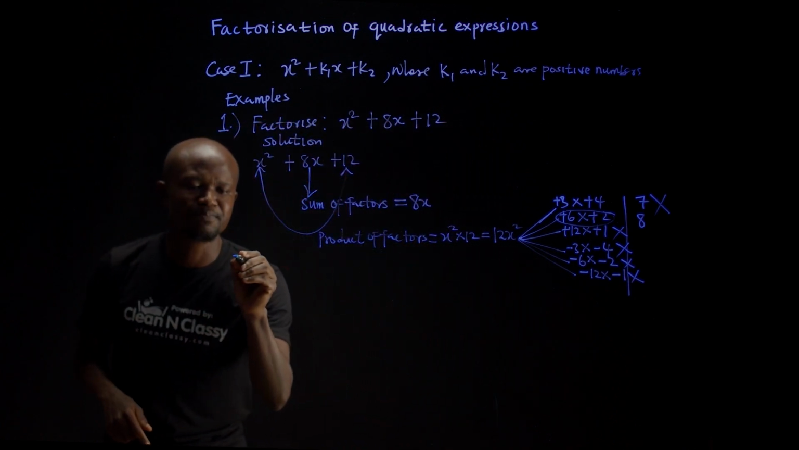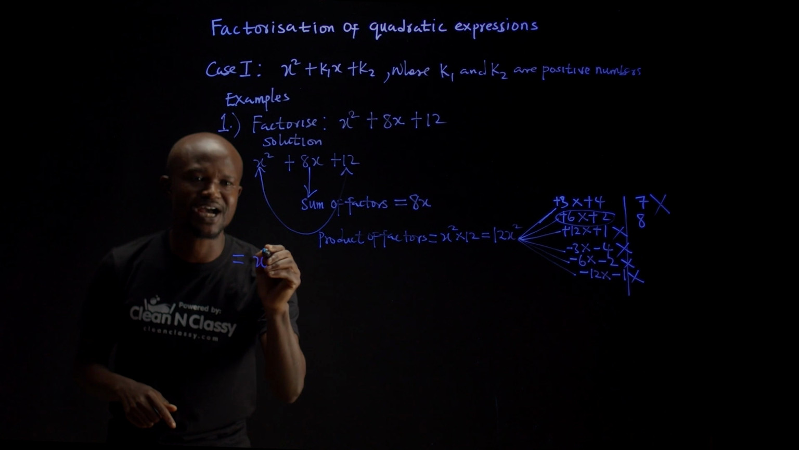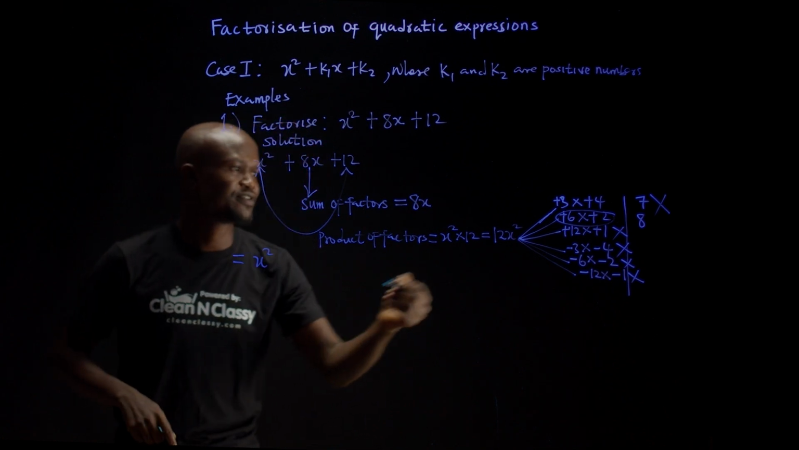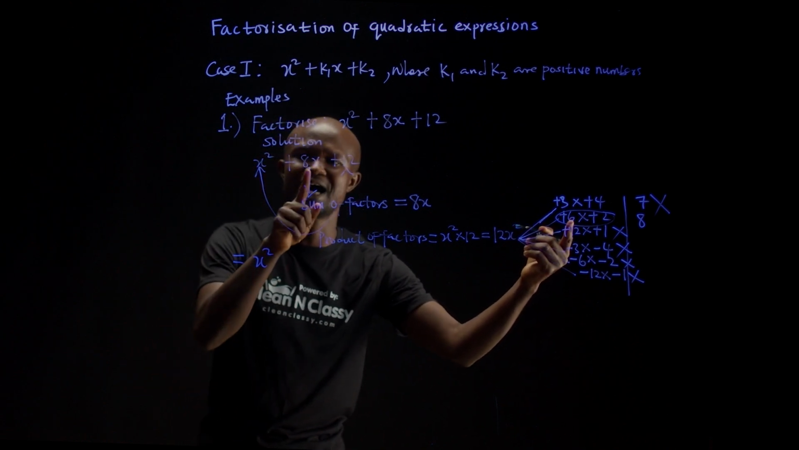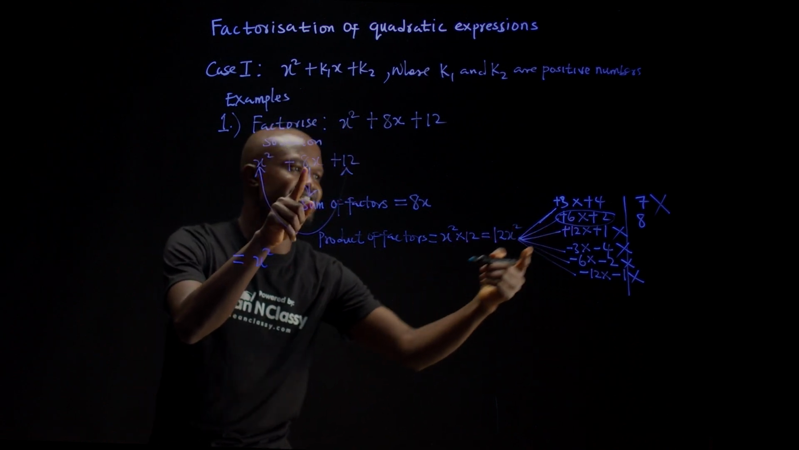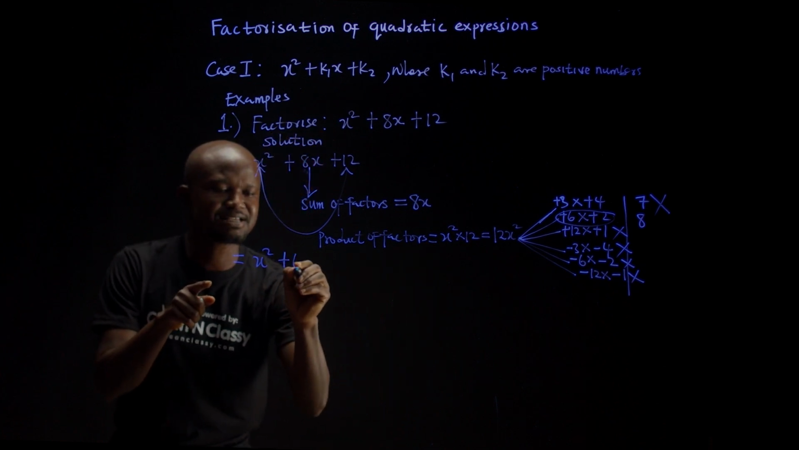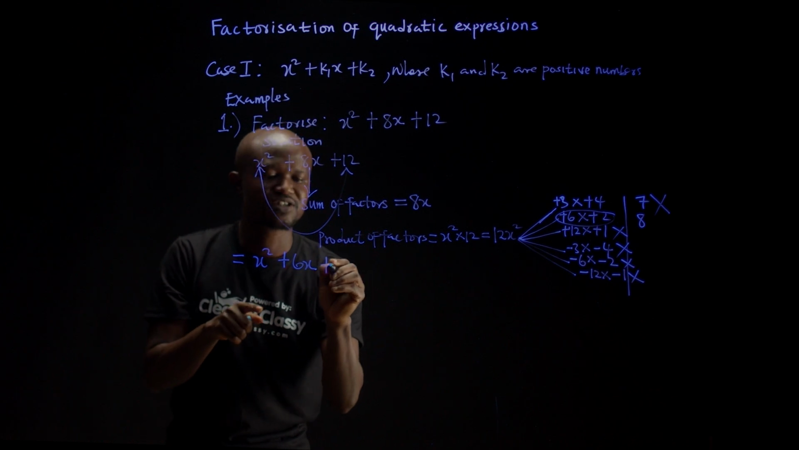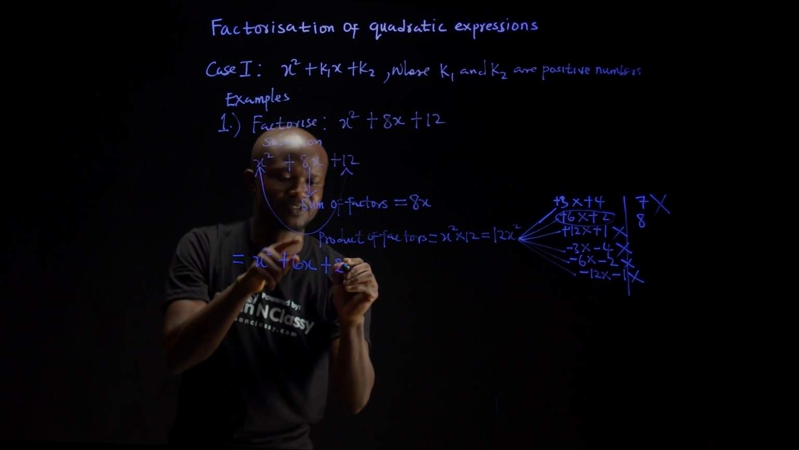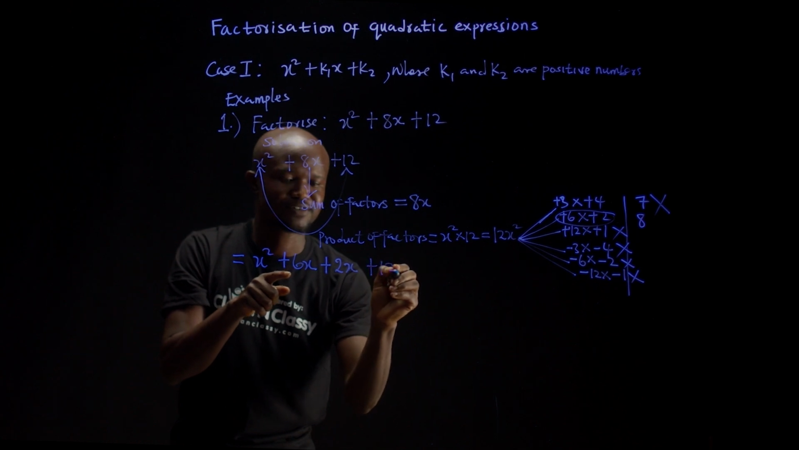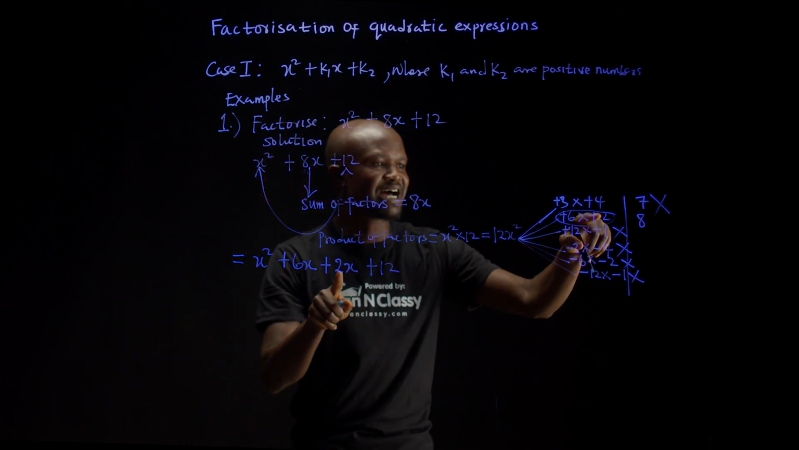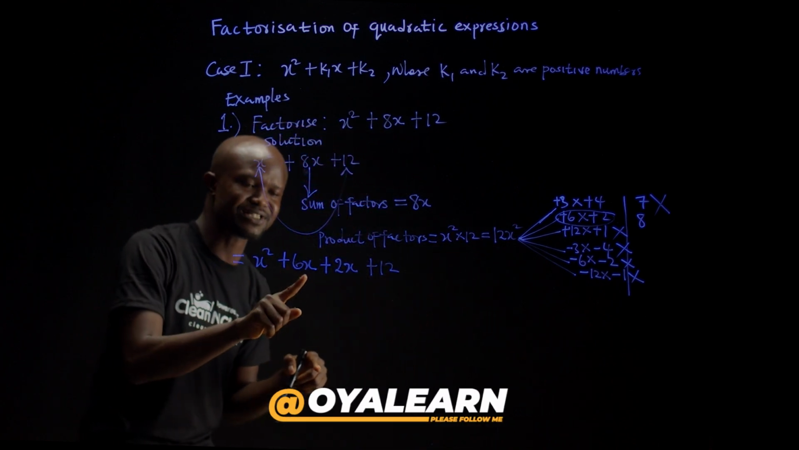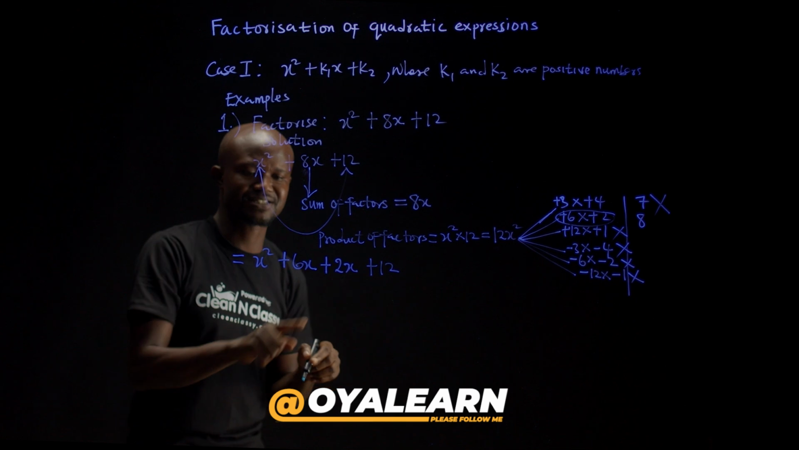We now come back to the main question. We have x squared plus 8x plus 12. The 8x represents the middle term. Instead of writing plus 8x, we write plus 6x plus 2x plus 12. You can see the plus 6 and the plus 2 are used to break 8x into plus 6x and plus 2x.